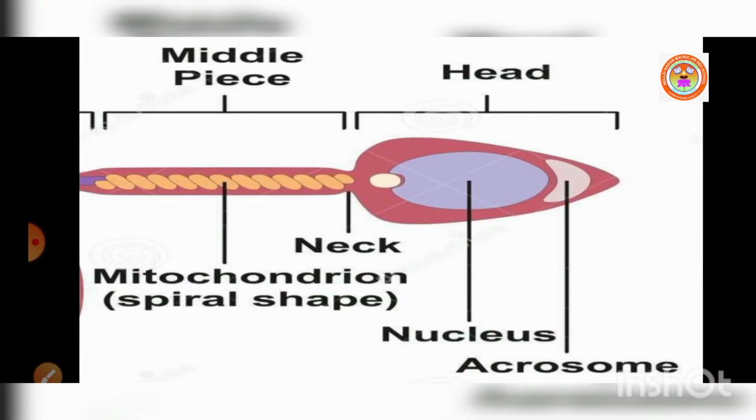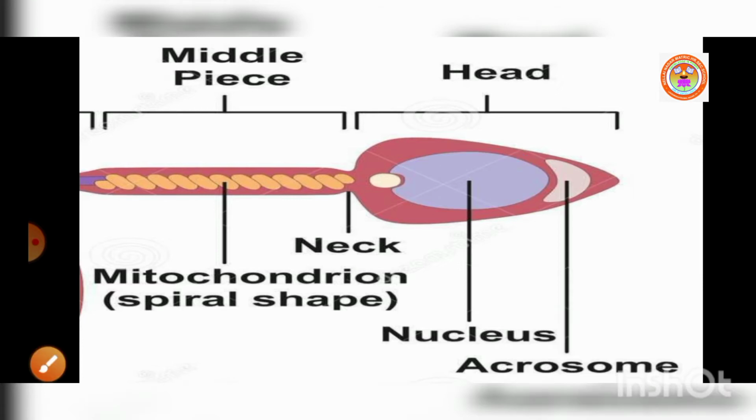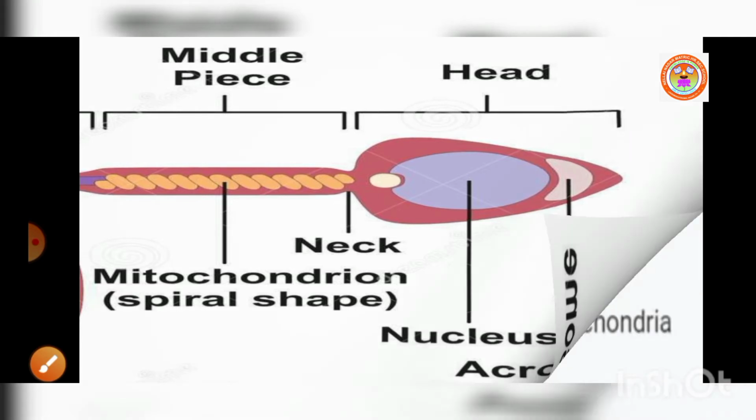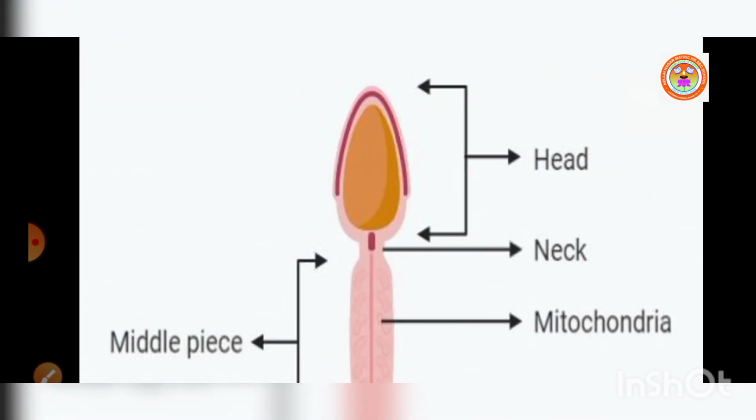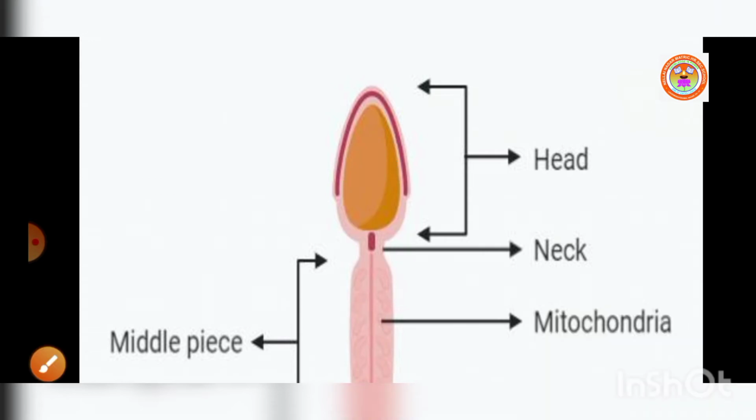The nucleus is flat and oval in shape. Here you can see the nucleus is flat as well as oval. The neck is very short and is present between head and middle piece. Here this is a neck. It is found between the head and middle piece. This is the middle piece. This is the head. Got it? So, the neck is found between the head and middle piece. The neck is very short.